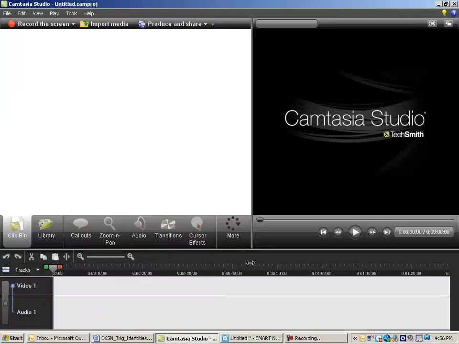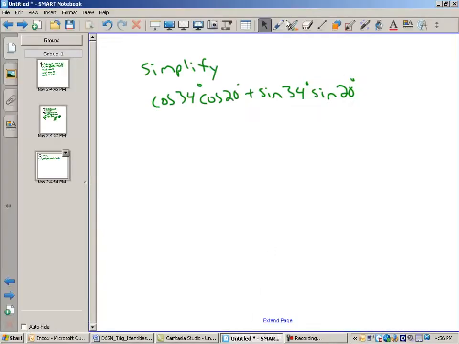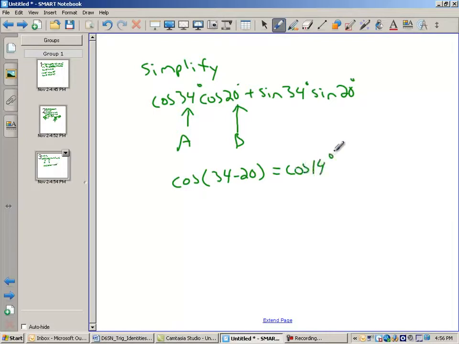So you just have to look and see. I keep pressing that button. That's the wrong one. You just have to look and see what would A be. A is 34 degrees and B is 20 degrees. So this simplifies into the cosine of A minus B, which is the cosine of 14 degrees. So I turn a really long expression into one single expression.